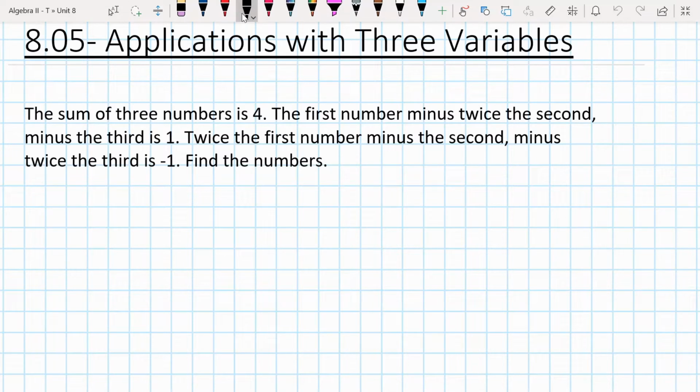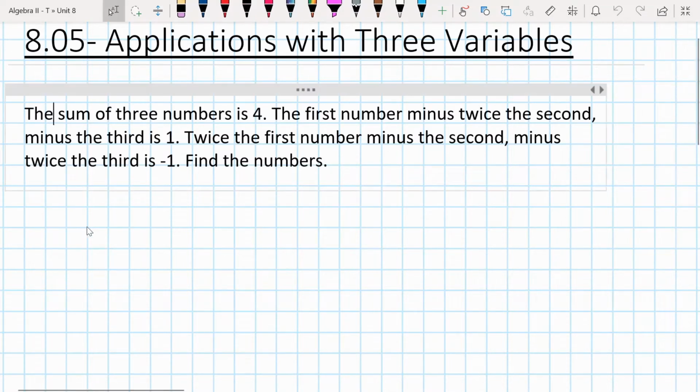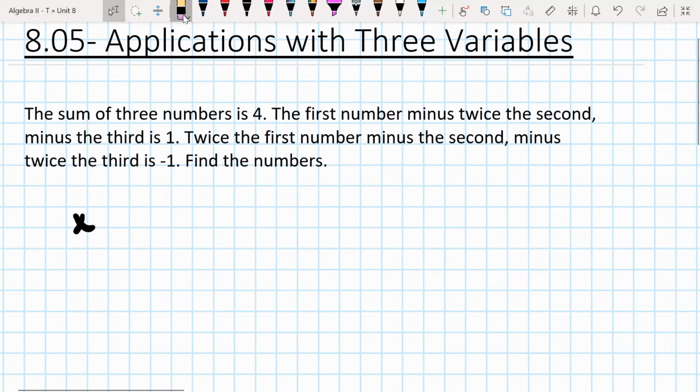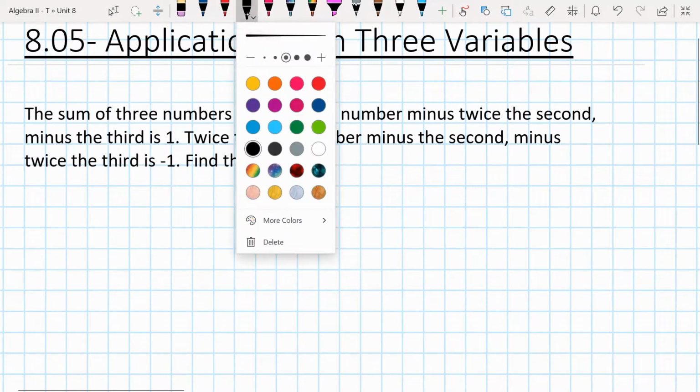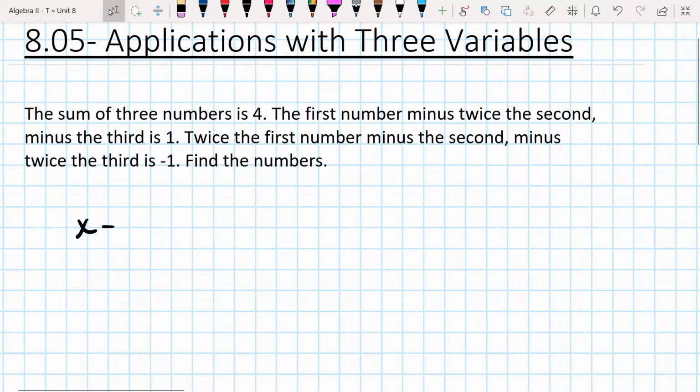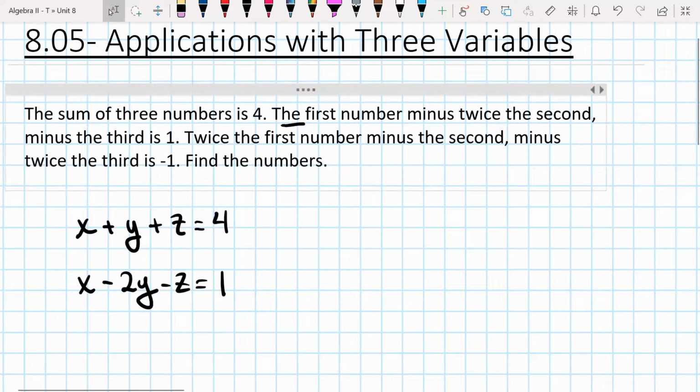So here we have, the sum of 3 numbers is 4. We're going to call one number x, one number y, and one number z. And we know that the sum of these 3 numbers, x plus y plus z, is equal to 4. The first number, x, minus twice the second number, 2y, minus the third, is equal to the number 1. And that's basically this statement right here converted into an equation.